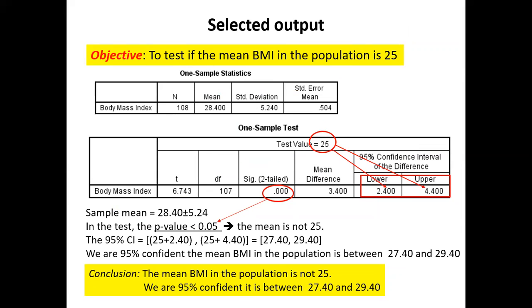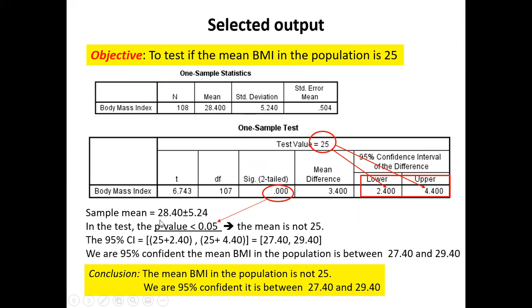There are two tables. The first table is the descriptive statistics. This is describing body mass index, the sample size 108. The mean is 28.4, as we did last week. The standard deviation is 5.2. So first you write, the sample mean is 28.4 plus minus 5.2. You must tell the reader.